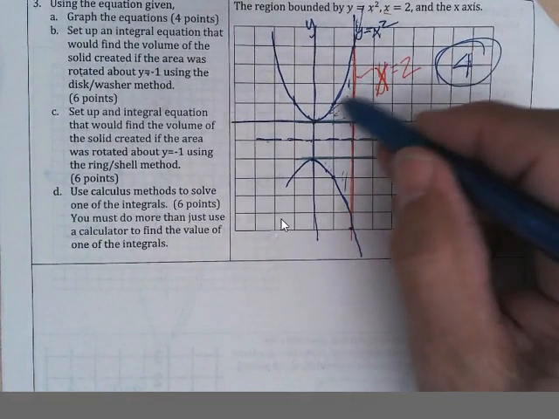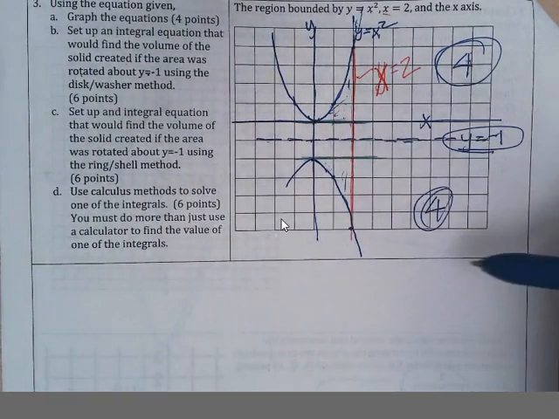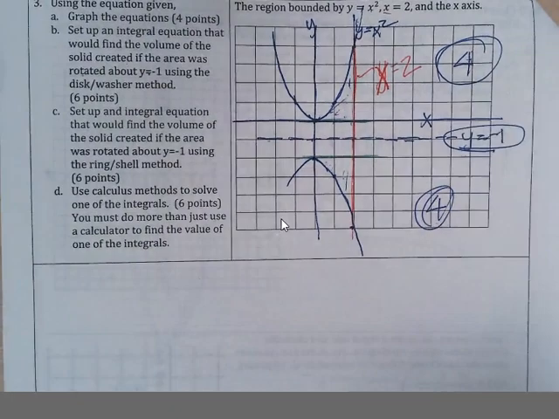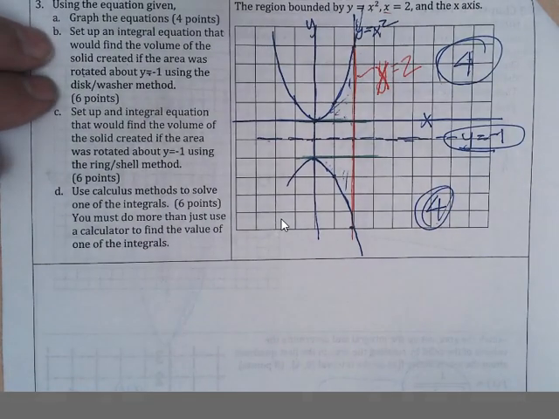Now I said 4 for just getting this, but I'd really like to see that. So 4 points for getting all of that drawn. Now, disk.